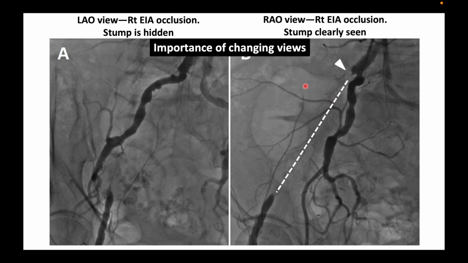So you must look at different views. Now if you want to do the intervention, you can see in the LAO view, again, this is not very clear, but if you look at the RAO view here, you can see that the stump is very clear. You can see the clear line of occlusion, and you can see the distal artery appearing here in this region. So now you know exactly where to go with your wire.